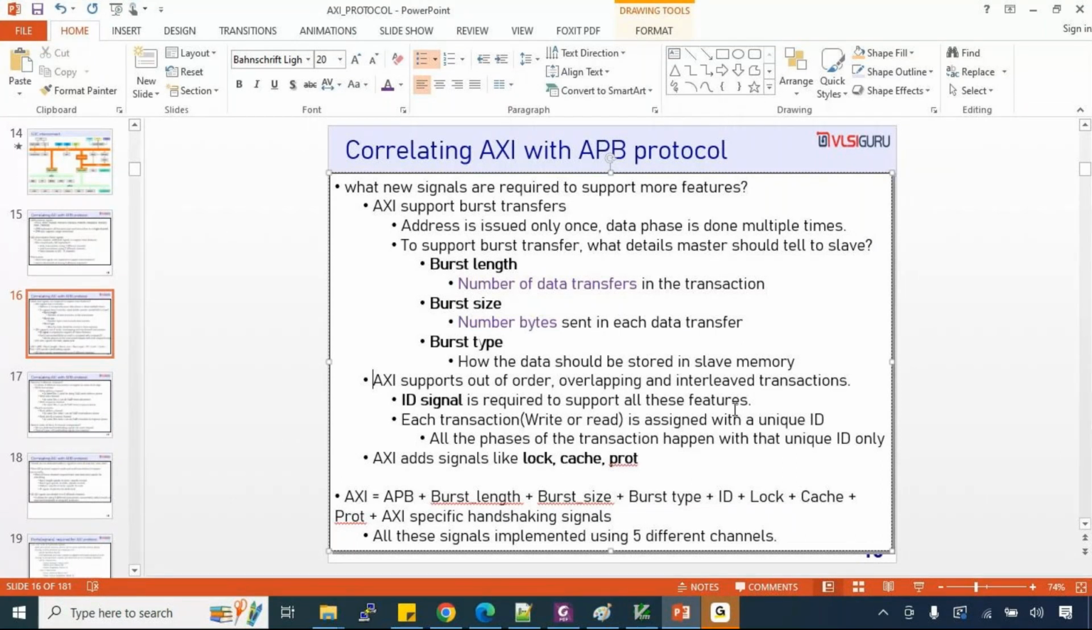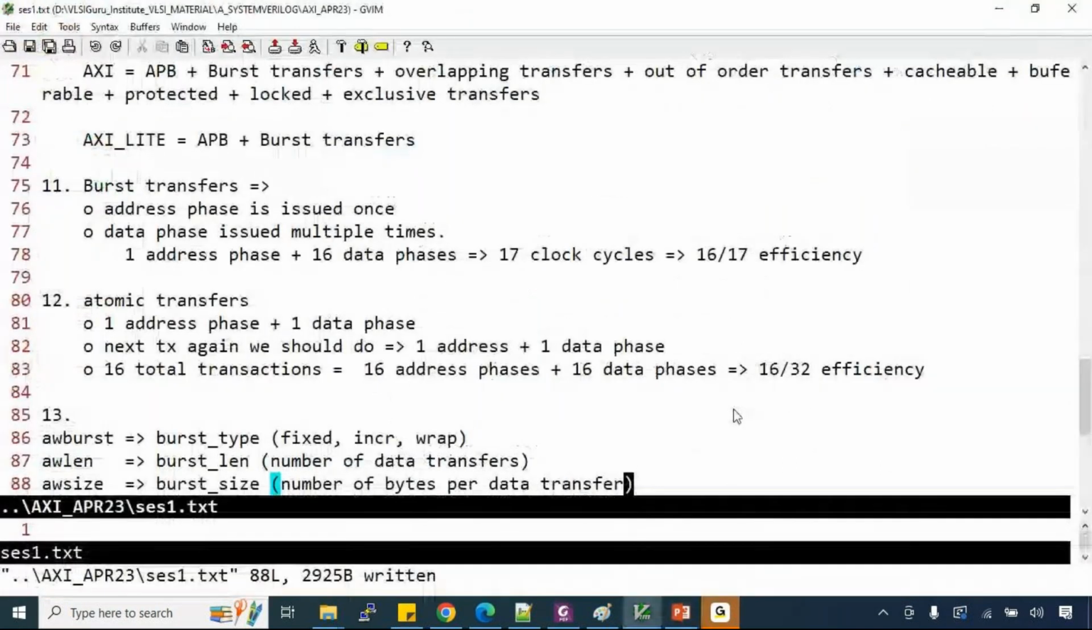Let's revise again. What are the categories of transactions? Out of order transactions, overlapping transactions. You don't need to remember in the same order. You can remember them as interleaved, out of order, overlapping. Okay, don't memorize by heart.